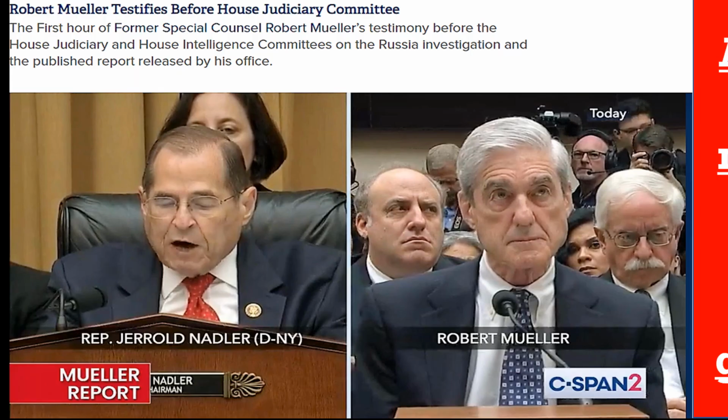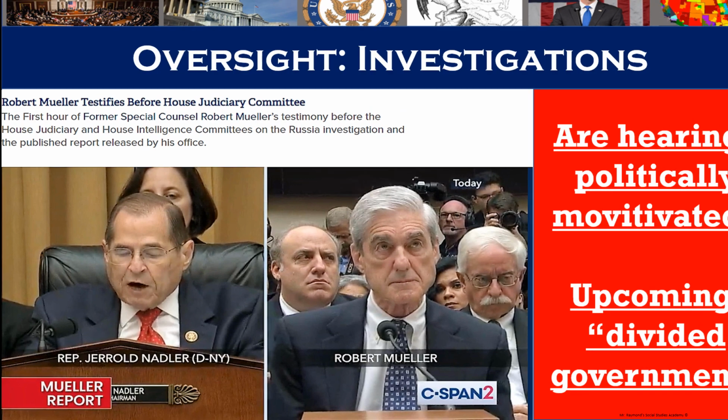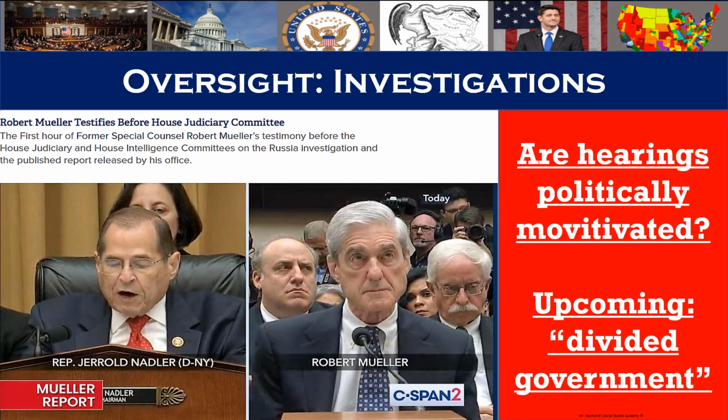In the summer of 2019, Special Counsel Robert Mueller was called before the House Judiciary and Intelligence Committees to discuss his investigation into Russian interference in the 2016 presidential election. Really, to many, this was more of an investigation of President Trump's role in the investigation process. In fact, both investigations led many to question the political motives behind these two hearings and the oversight process.